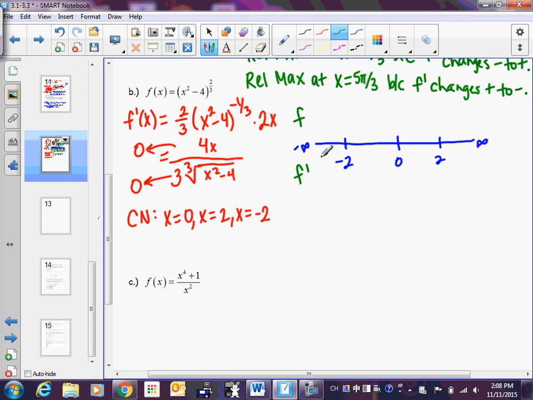Okay, first section, what'd you guys get? Negative. Should have gotten a negative. That means F is decreasing on that interval. What about people in here?